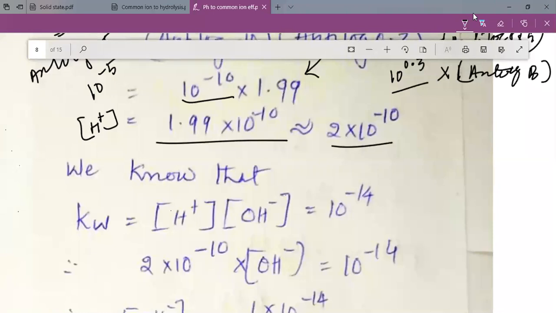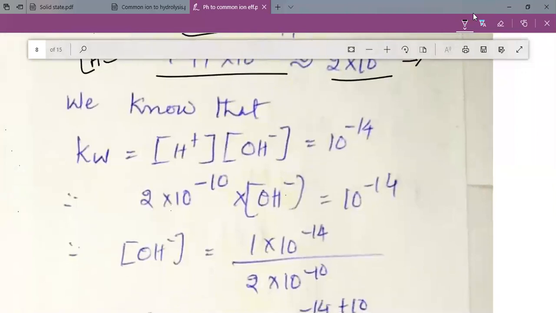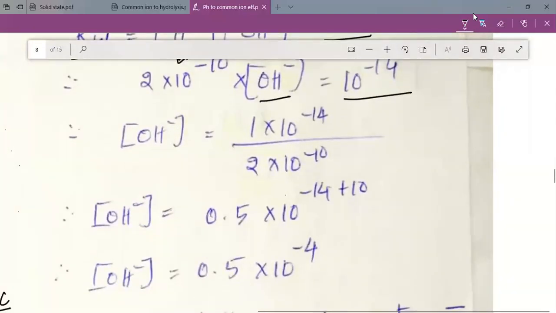Now I have taken 2 into 10 to the power minus 10 just to make the calculation easy. Now we are all aware that the ionic product Kw is the concentration of H plus multiplied by the concentration of OH minus, and the value for Kw is 10 to the power minus 14. Therefore, if we put the concentration of H plus, that is 2 into 10 to the power minus 10, multiplied by the concentration of OH minus, it is equal to 10 to the power minus 14. And therefore, my dear students, the OH minus concentration is equal to 1 into 10 to the power minus 14 divided by 2 into 10 to the power minus 10.